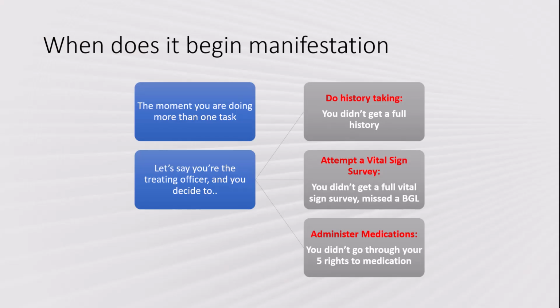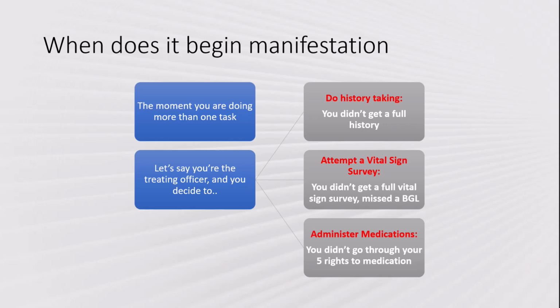Now, with cognitive overload, when does it begin to manifest? I guess an easy way to consider, if you're on a job, is this about to result in cognitive overload, is the moment you are doing more than one task. We generally are terrible at multitasking. There's an often common phrase, you can be the jack of all trades, but a master of none.